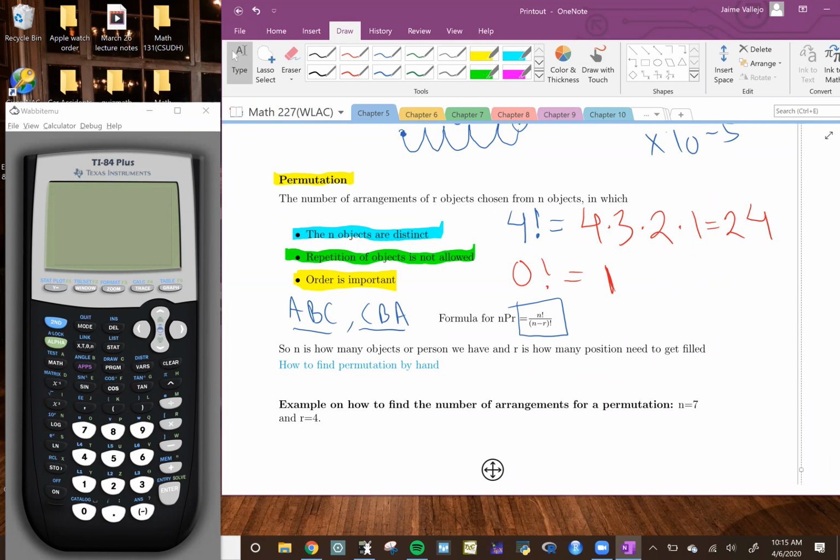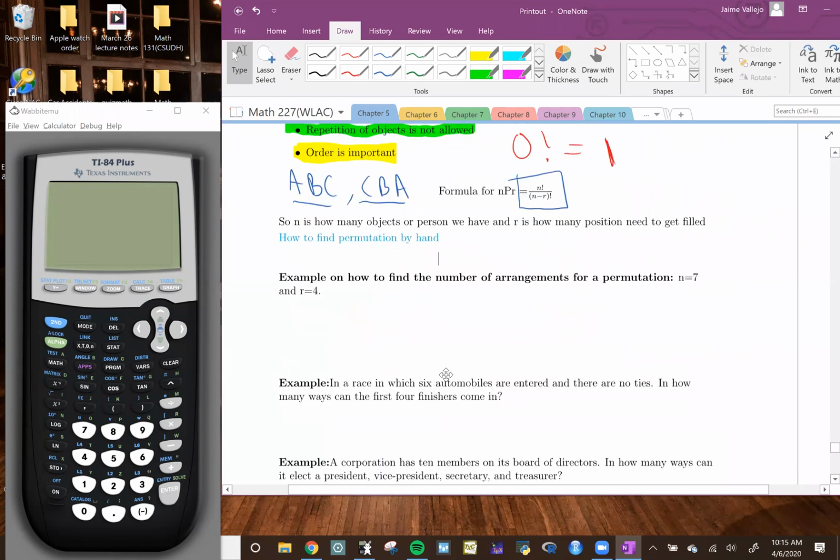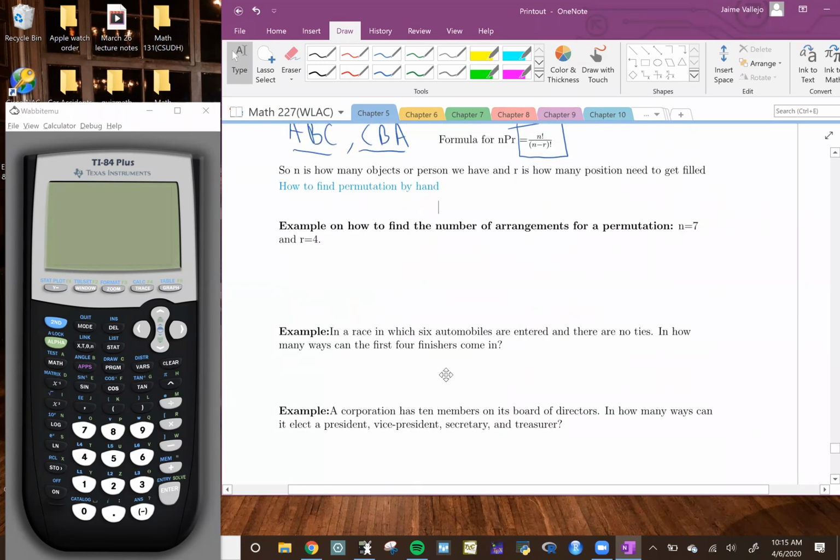All right. So first thing we're going to do a very basic problem. For this one, I already told you n. n is 7, r is 4. n represents how many total options we have to choose from. r represents how many of those options we are selecting. So I'm going to go ahead and just use this formula.